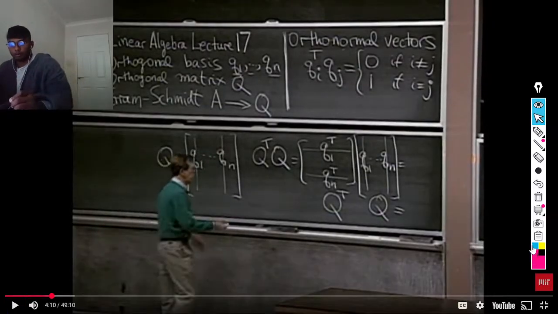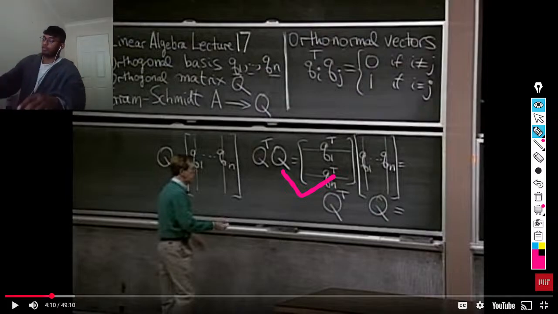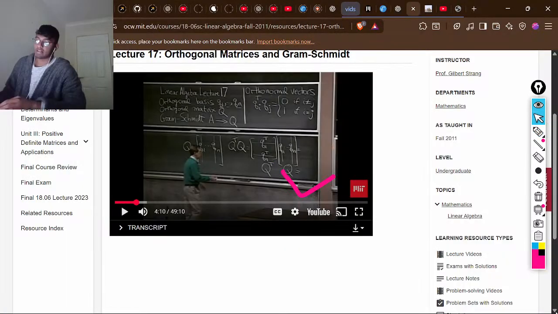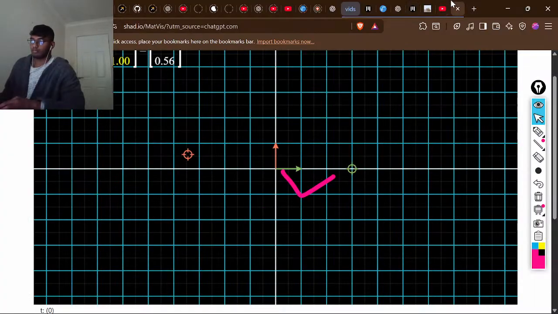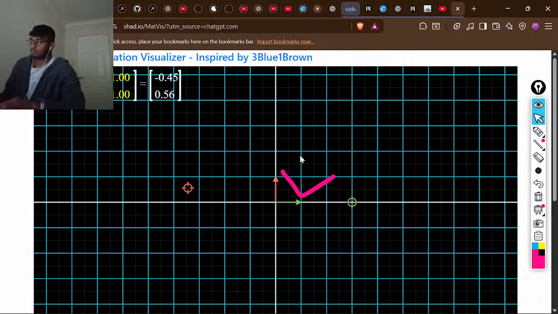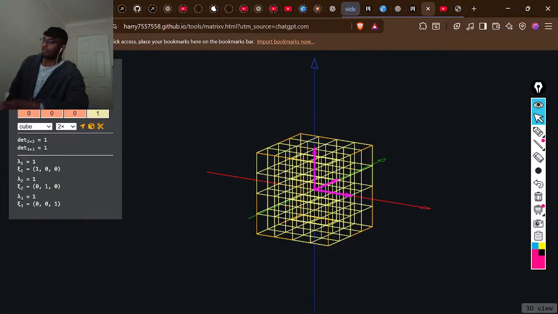So what are we doing? We're getting the orthonormal vector and transposing. How does even transpose look like? I keep forgetting it. What is a transpose? What the fuck is a transpose?